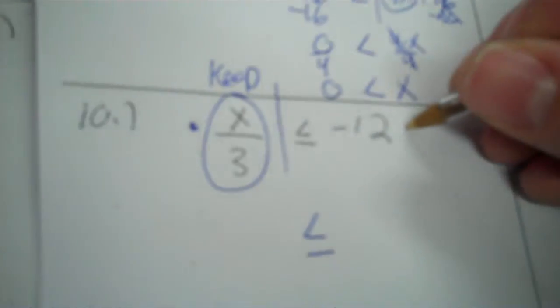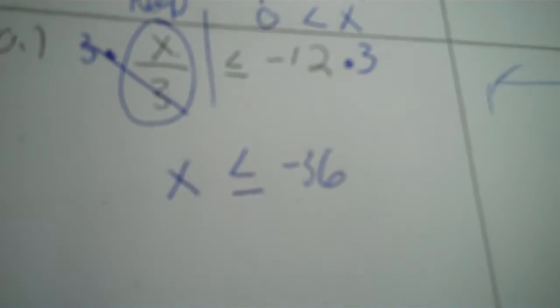Now, you treat dividing just like multiplying as far as the keep and switch. That's a positive, so we will be keeping the sign the same. When I multiply, it will be each side, but it will be by a positive number. So we have x. Negative 12 times 3 is negative 36. Okay. Circle, fill it, eats a number, so that would be this way.